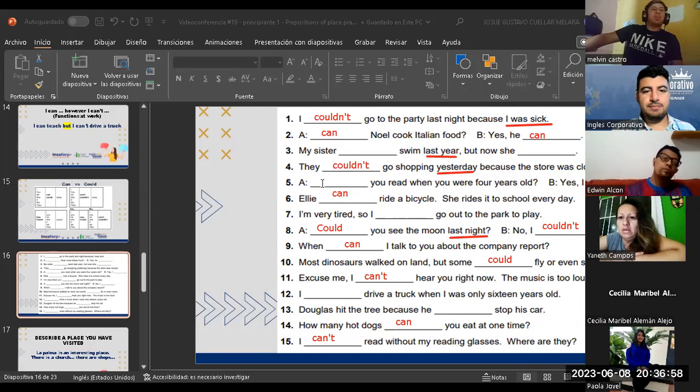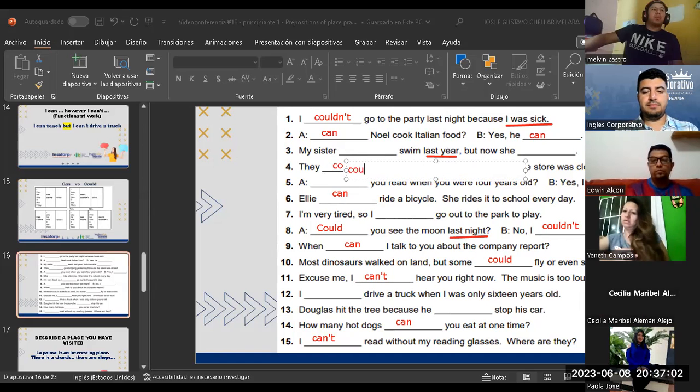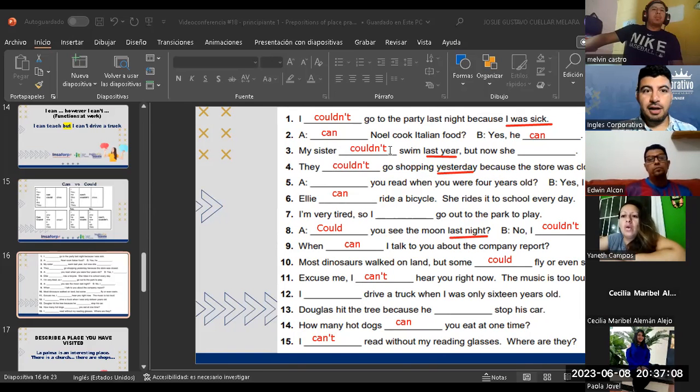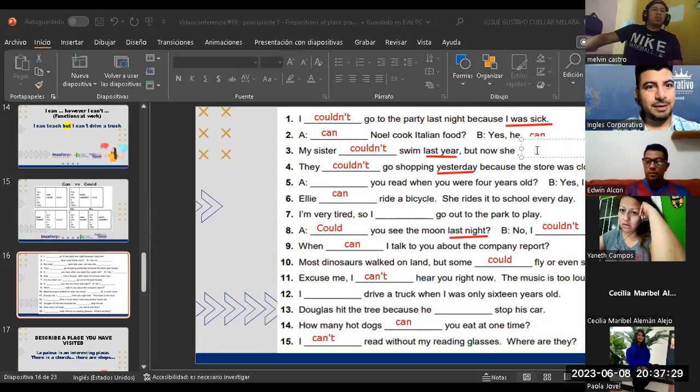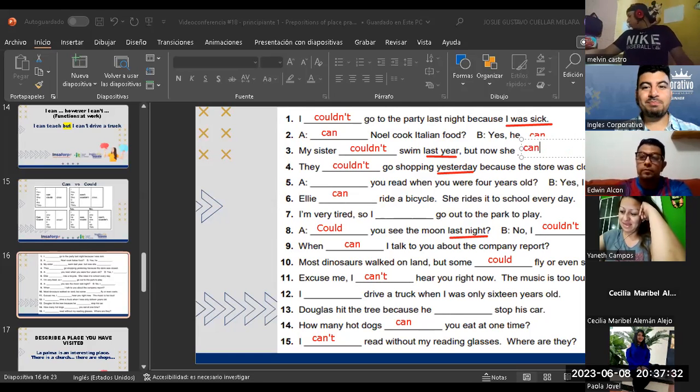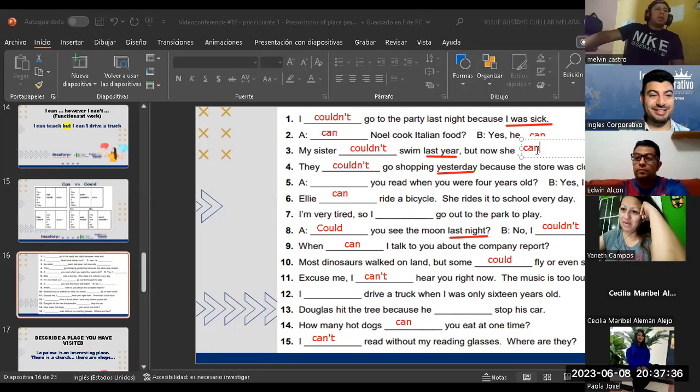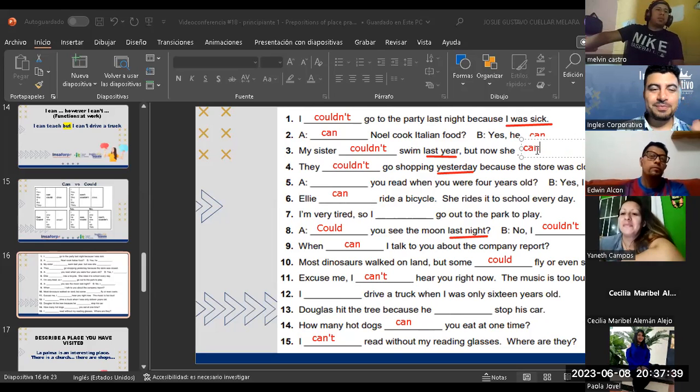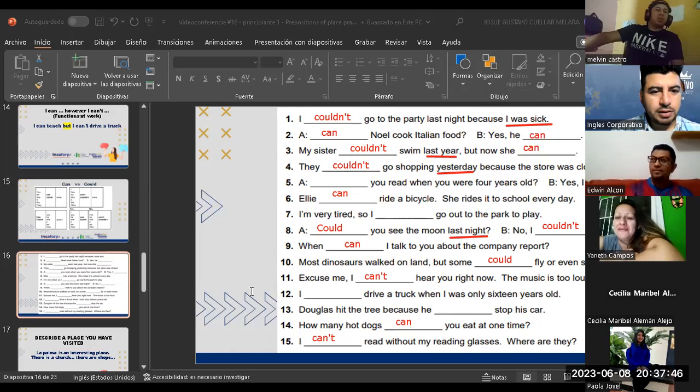Number three, my sister couldn't swim last year, but now she could. Okay, mi hermana no podía nadar el año pasado, pero ahora, but now, she. No te escucho, Kari, but now, pero ahora ella podía. But now she... Podrá. No, me gusta que estás inventando, pero no. Yo creo que podrá. Pero ahora ella puede. I think now she can. Thank you, Kari. Ya veo que eres bien creativa, me gusta. Good point. Let's go with who else.